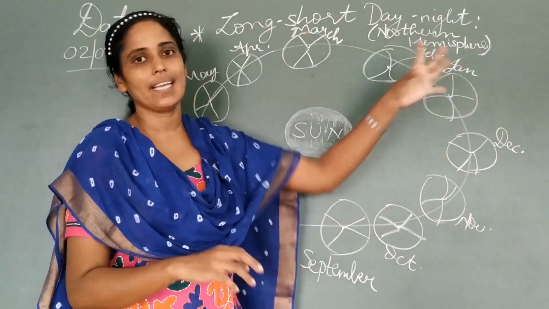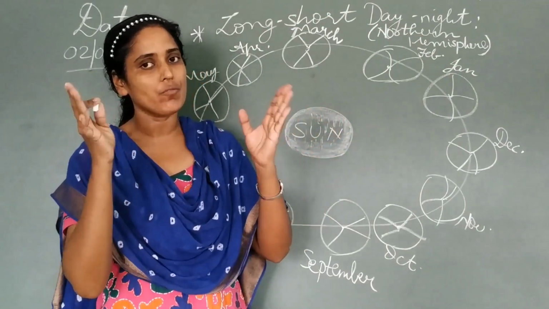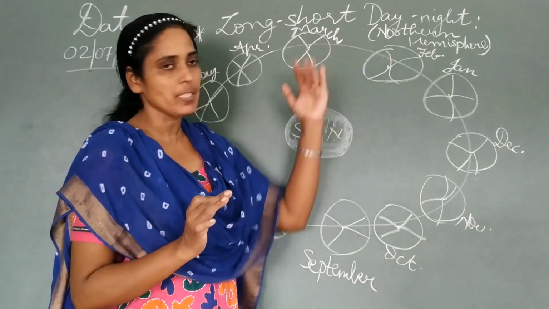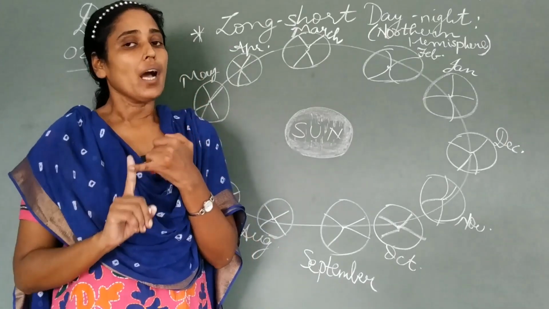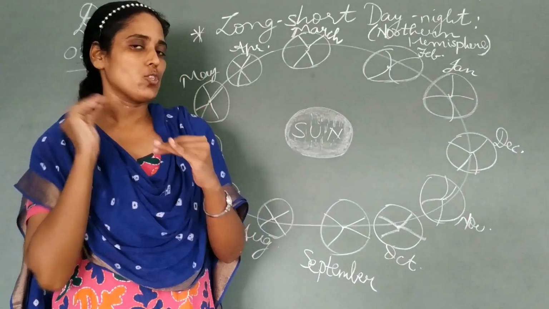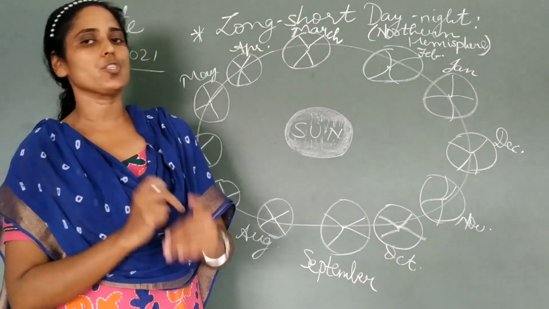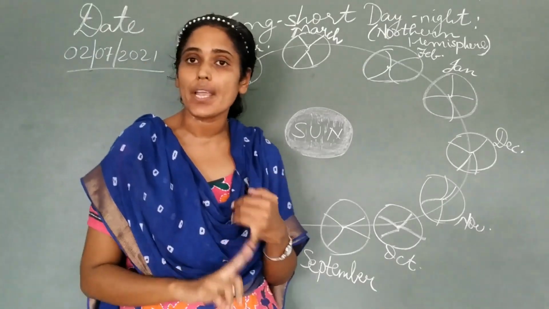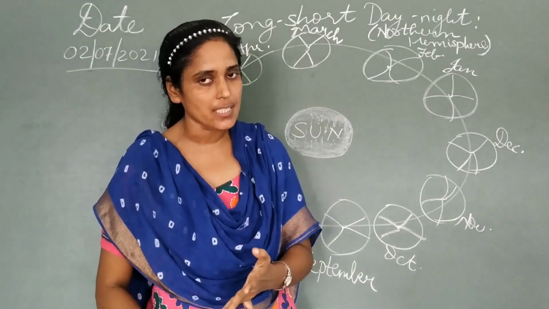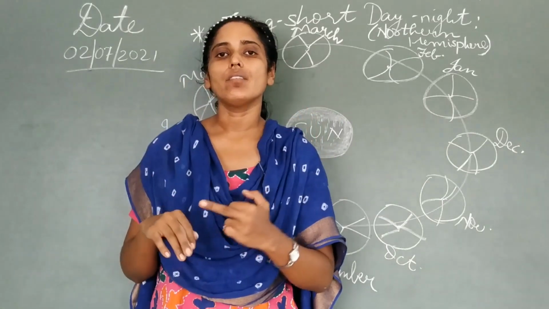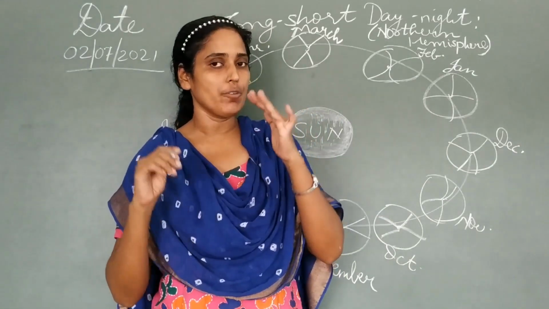So, long, short, day and night. That is extension of day and night, in which manner? Duration in the northern hemisphere. Now, according to the natural phenomenon, according to rotation, according to revolution, we saw seasons change, days and nights occur, duration of days and nights change. You have different timings, different durations.